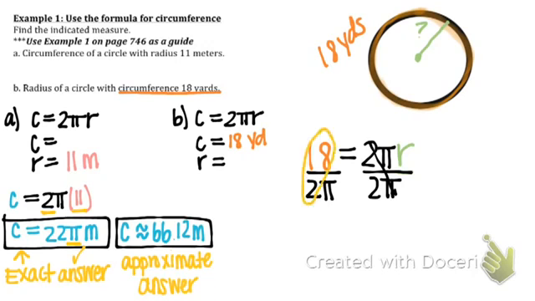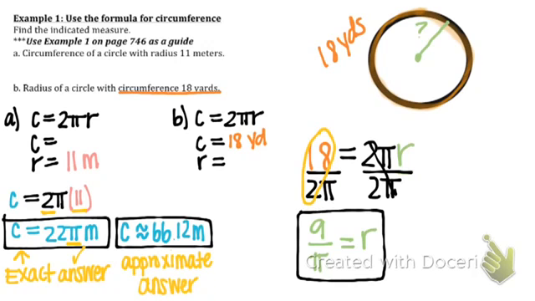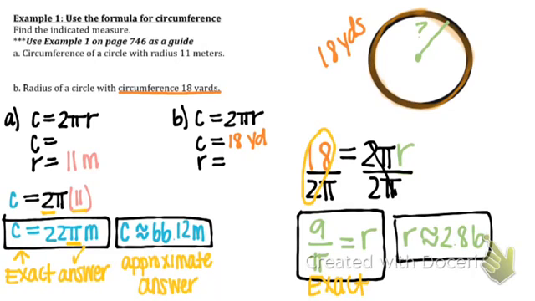Okay, now I need to simplify. 18 divided by 2 is 9, and since 18 is the big number and it's on top, that means our 9 will stay on top and our pi will stay on bottom because I didn't divide by pi. So 9 divided by pi is my exact answer. When you have pi in there, it's your exact answer. What's my approximate answer? If I actually do 9 divided by pi, I get 2.86, so that is my approximate answer. So if I fill in my radius on my circle, r is 2.86 yards, and we are done.